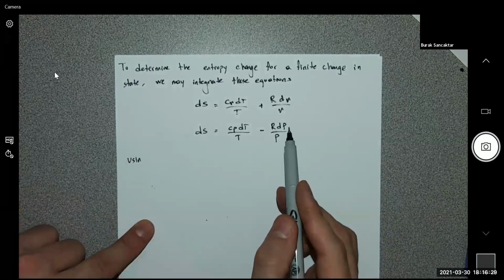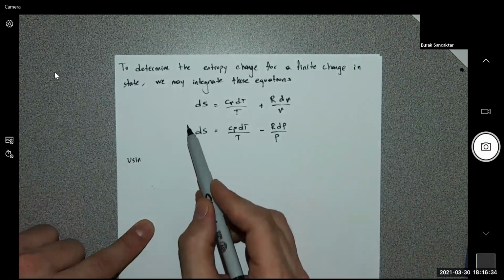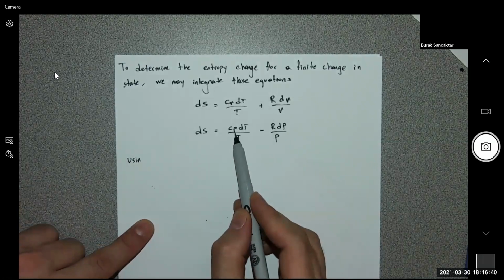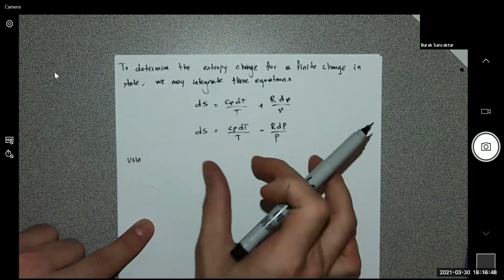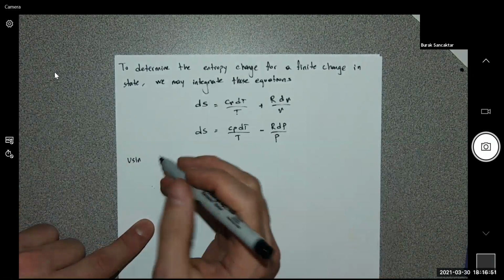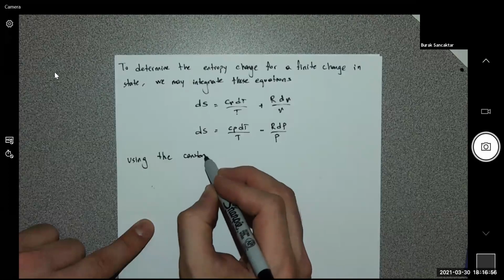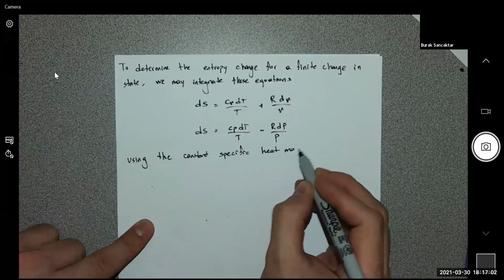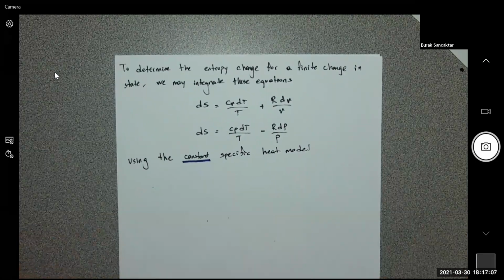We have two cases here. If I integrate the entropy change for two different equations, I have Cv and Cp, which are either constant or variable specific heats. I have two cases when I try to integrate the entropy change from one state to another. I'm going to start with the constant specific heat model.